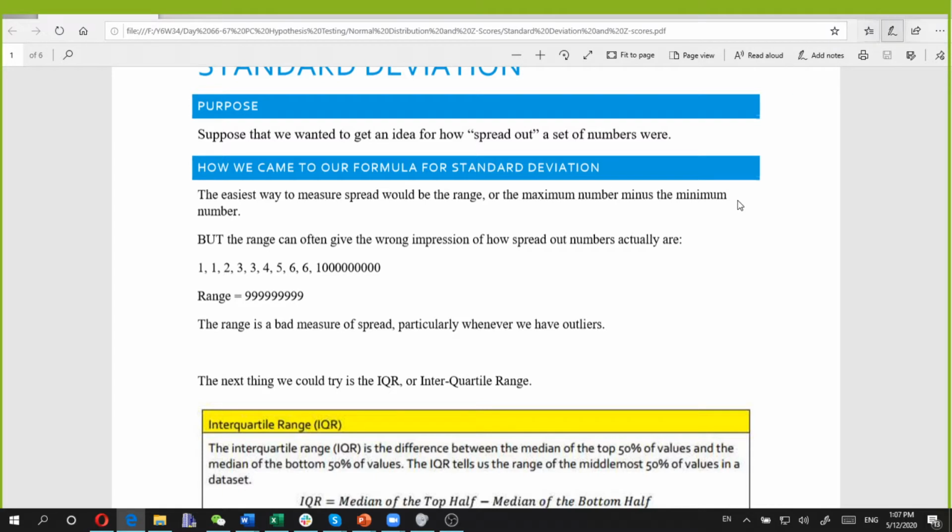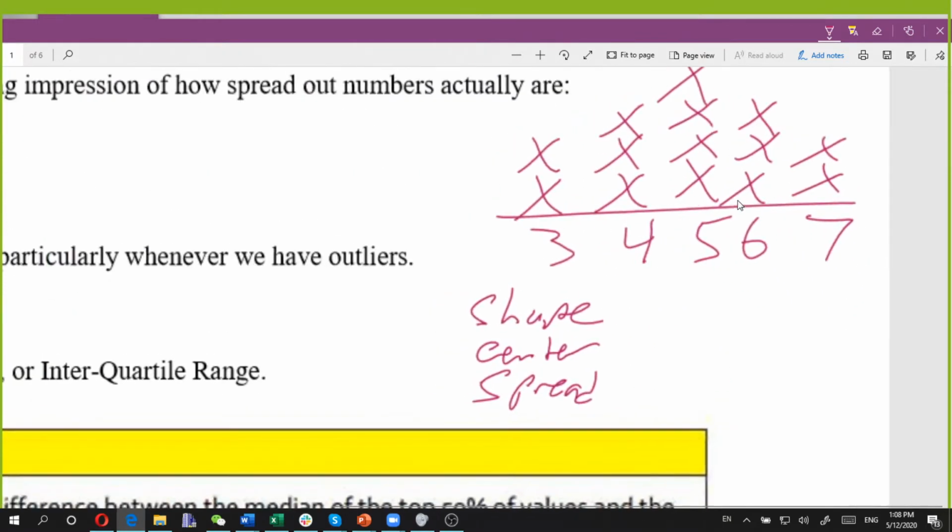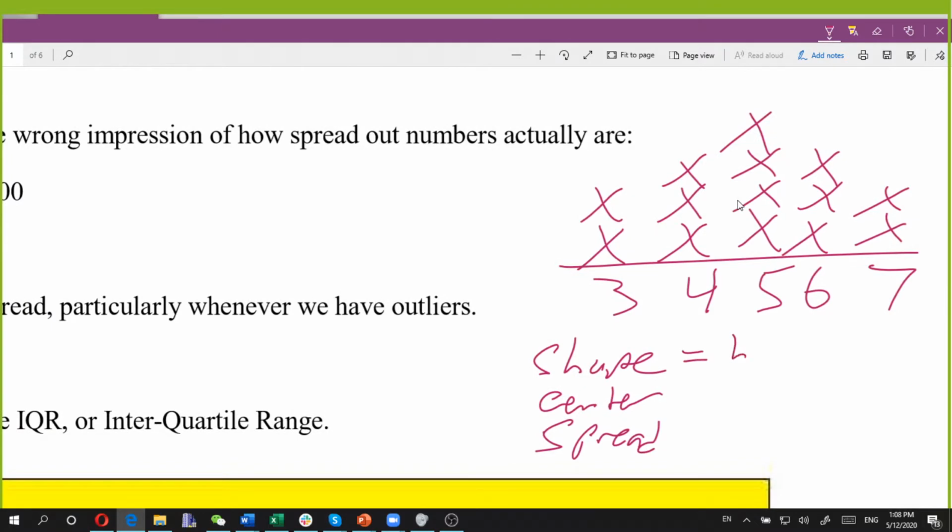So if I've got a distribution, let's say something like this, 3, 4, 5, 6, 7. I've got 2 3s, 3 4s, 4 5s, 3 6s, 2 7s. Okay, we can usually talk about a distribution in terms of its shape, center, and spread. Shape, center, and spread. So for this example, my shape would be a bell shape. I've got kind of a bell curve going on here with our distribution.